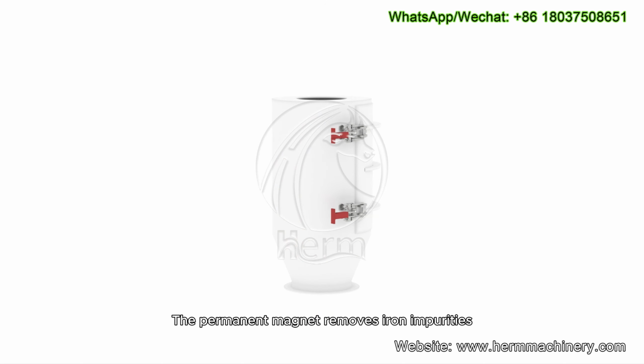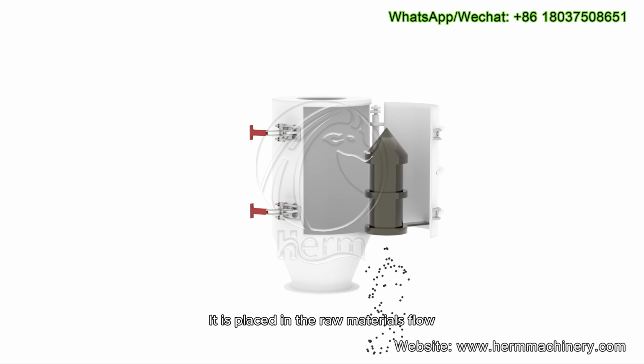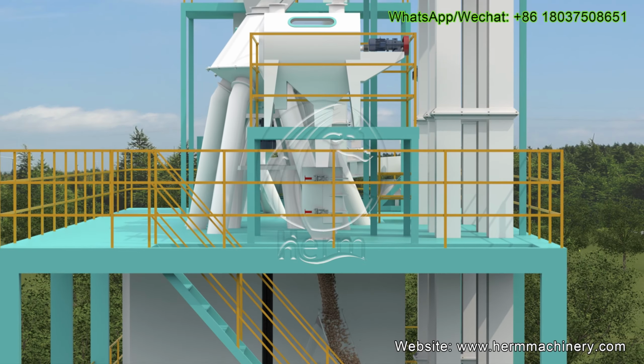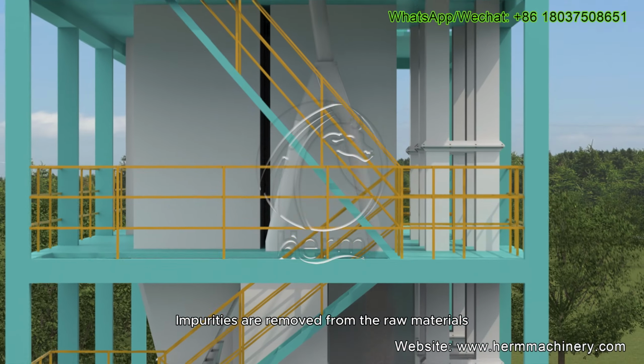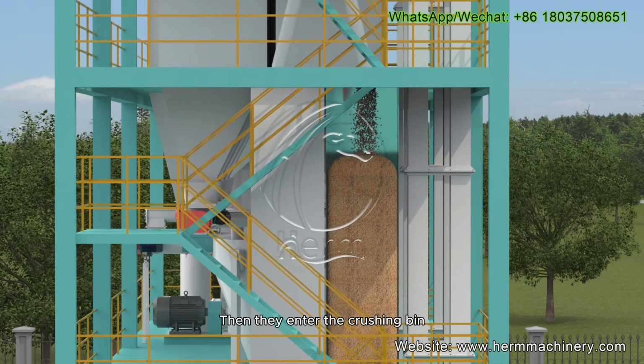The permanent magnet removes iron impurities. It is placed in the raw materials flow. Impurities are removed from the raw materials. Then they enter the crushing bin.